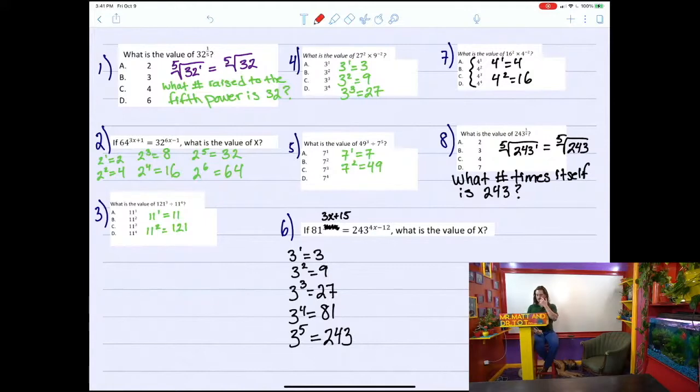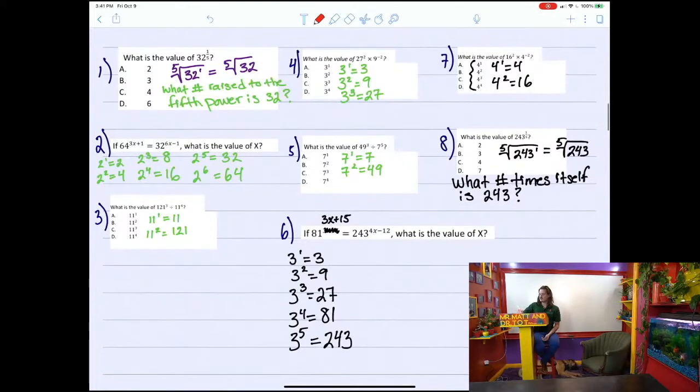Okay, so let's go through these. Number one, what is the fifth root of 32, or what is 32 raised to the 1/5 power? So if you have a TI-83 or a graphing calculator, if you put in 32 and then you hit the caret sign, which looks like an upward arrow, like an arrowhead, and then parentheses 1 divided by 5, that is the same thing as taking the fifth root of 32. 2 raised to the fifth power is 32, so the fifth root of 32 is 2. The answer to number 1 is going to be 2.